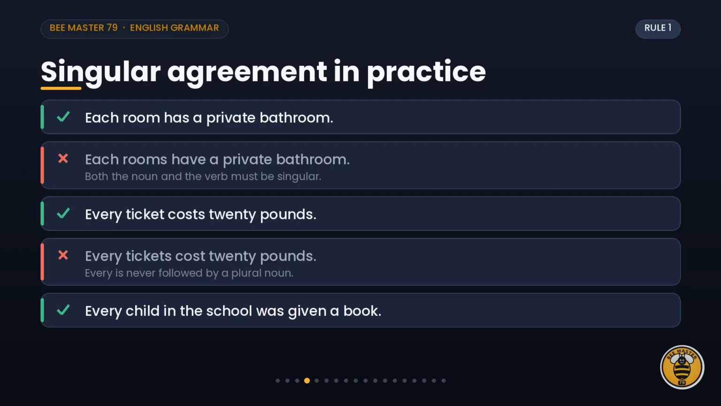Notice the last sentence carefully. Every child in the school was given a book. There is a plural phrase in the middle, in the school, but the verb still agrees with child, so it stays singular, was not were.